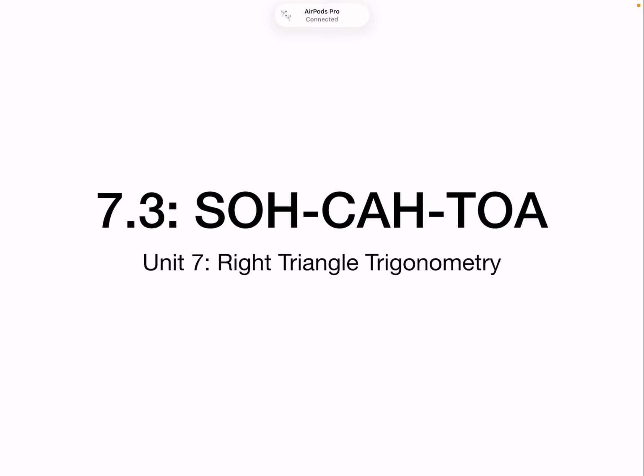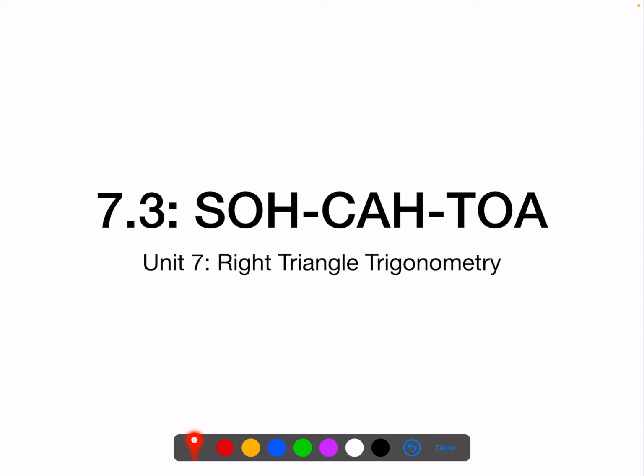Today we're going to be covering 7.3 Soh-Cah-Toa. This is all about right triangle trigonometry, and this is where we start getting into the important topics of this entire unit. So, Soh-Cah-Toa is just an abbreviation for our trig functions. Our trig functions being sine, cosine, and tangent.